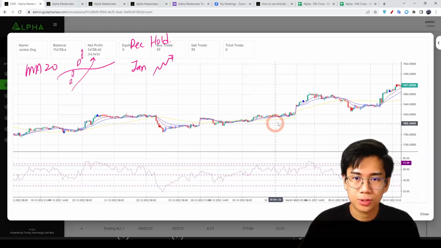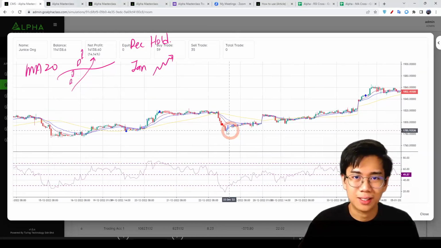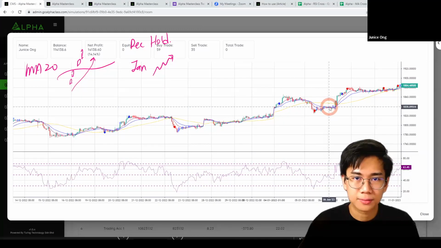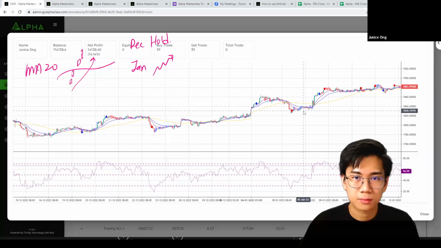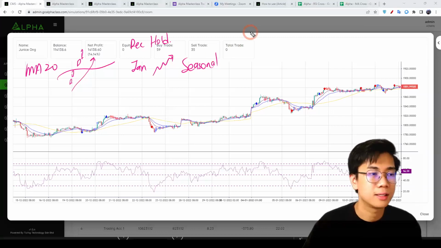Why did you choose to be aggressive in January, not halfway when you're losing money? It's because I remember the gold trend will be more of an uptrend in January, based on seasonal. Yeah.